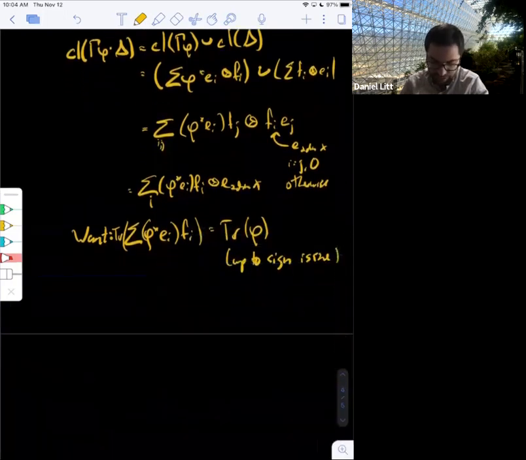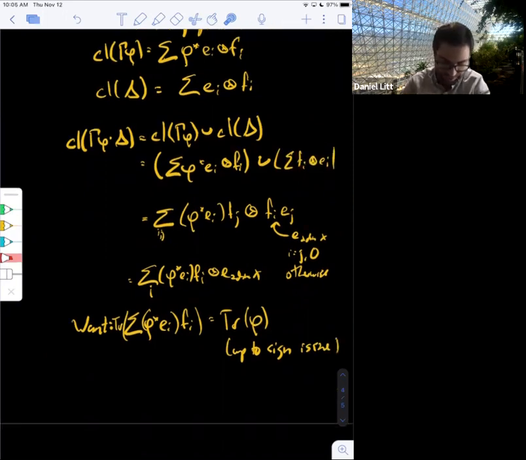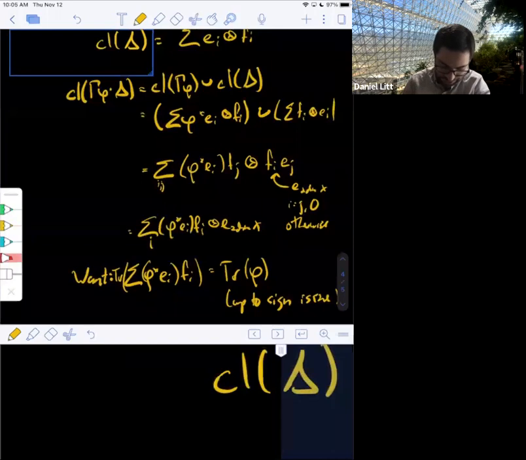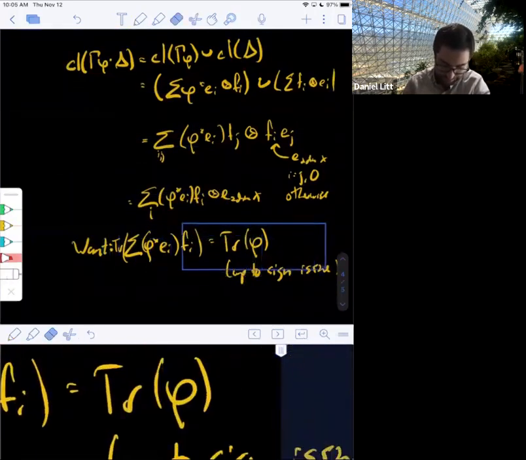The sign issue here comes from some graded commutativity in the cup product. When I switch the Ei's and Fi's here, you get a sign, which I omitted because I don't want to keep track of it. So that's where the sign comes from. Let's ignore that. Okay, so can anyone tell me, why is this the trace of phi acting on H star?